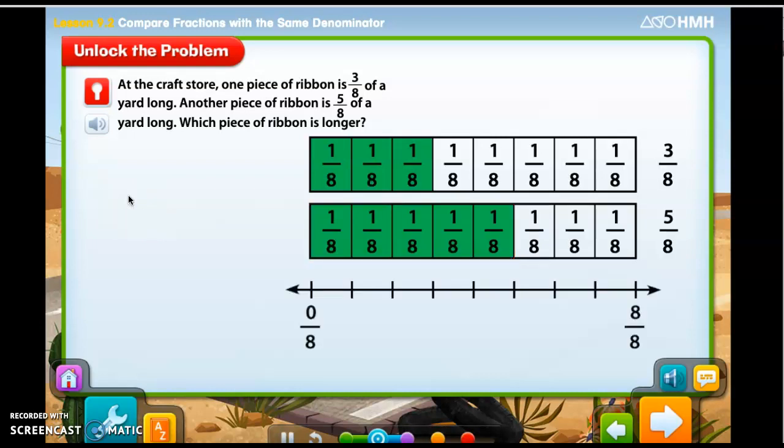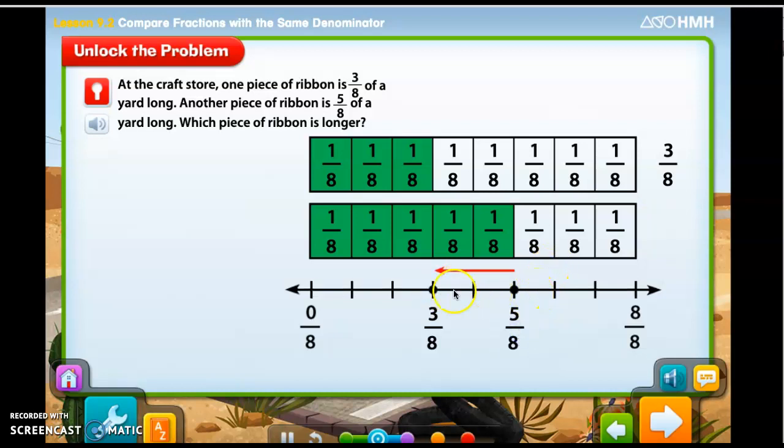A number line can also help you compare fractions with the same denominator. You can see how far from 0 each fraction is. Drag 3/8 to the correct point on the number line. Well, where would this go? Right here. 1, 2, 3. 3/8. Now drag 5/8 to the number line. Well, I don't need to start here because I know this is 3/8, so 4, 5.